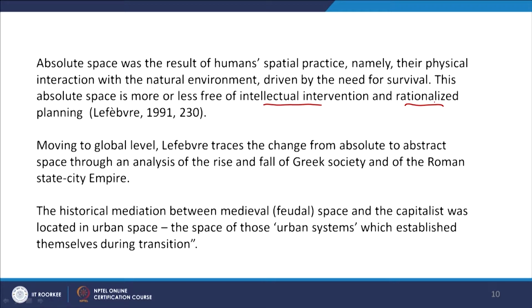Moving from the global level, he talks about the change from absolute space to abstract space through the analysis of the rise and fall of Greek and Roman societies, where the state-city empires rose and fell, and how democratic ideologies came into it and impacted spatial forms. He talks about how the historical mediation between medieval feudal space and capitalist space was located in urban space, because there was a huge transition from feudal space to commercial exchange, which brought capitalism into the urban space, the space of those urban systems which established themselves during the transition.